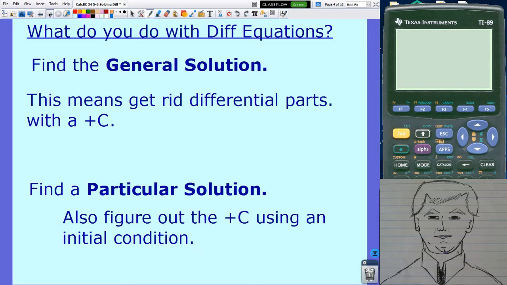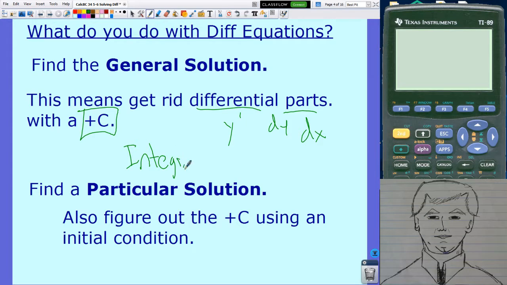Well, what makes a differential equation interesting? What can I do with that? The first thing I might want to do is find something called a general solution, or general equation sometimes. This means we're getting rid of the differential part, so we're getting rid of the y prime or the dy's or the dx's. These are all like the differentials. And when you get rid of that, you're eventually going to have a plus c, so think you're going to be doing integration at some point.